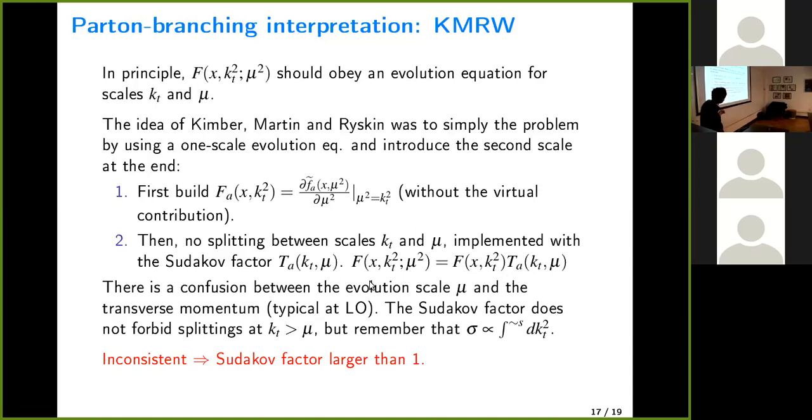You can see that this Sudakov factor avoids emissions between scale KT and mu, but not between scale mu and infinity, or not between scale mu and a large scale S. But if you remember, when you compute the cross section, you integrate from KT up to a very large scale. So I think this is inconsistent. And this is the reason why at the end you get a Sudakov factor which is larger than one.